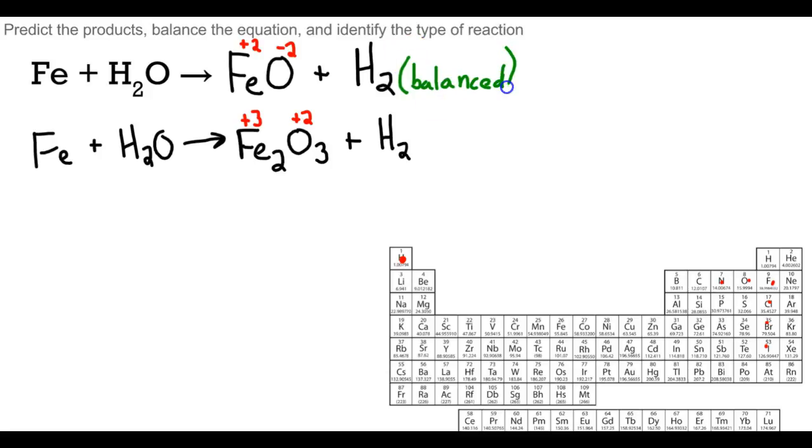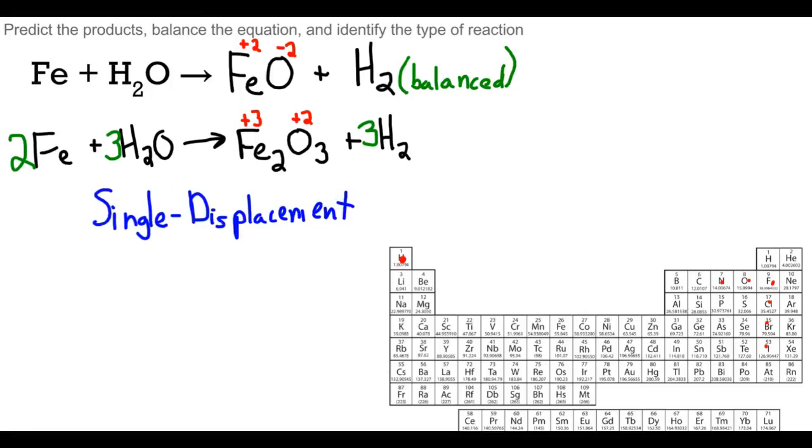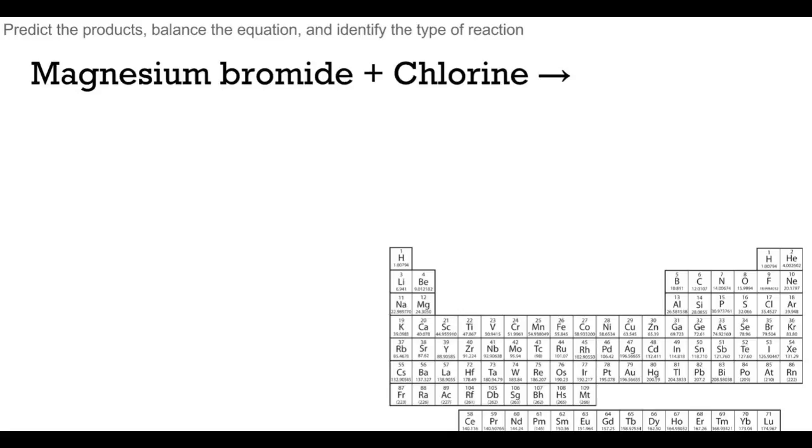Top one is already balanced. I don't need to do anything else to that. The bottom one, I do need to add a couple subscripts, and now it is completely balanced when I put that 2 in front there. Both of those would be examples, though, of single displacement reactions, because you can see iron arrives by itself but leaves with a partner. And again, either one of these would be acceptable answers. I'm not going to insist that you do both of them, but they both would be single displacement reactions.